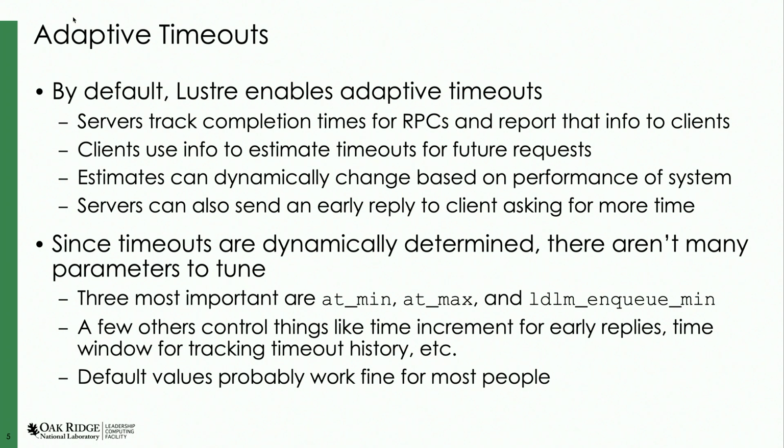Now, since these timeouts are dynamically determined, there aren't a lot of parameters to tune for this. The three parameters you're likely to see are at_min, at_max, and the ldlm enqueue min parameters. There are a few others that control things like the time increment that's used for early replies, the time window for which the servers will track the request history for the timeout estimates, things like that. But by and large, the default values for these probably will work for most people.